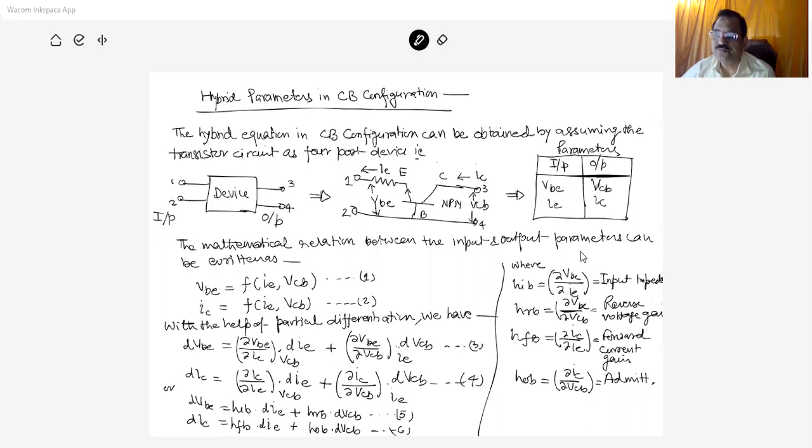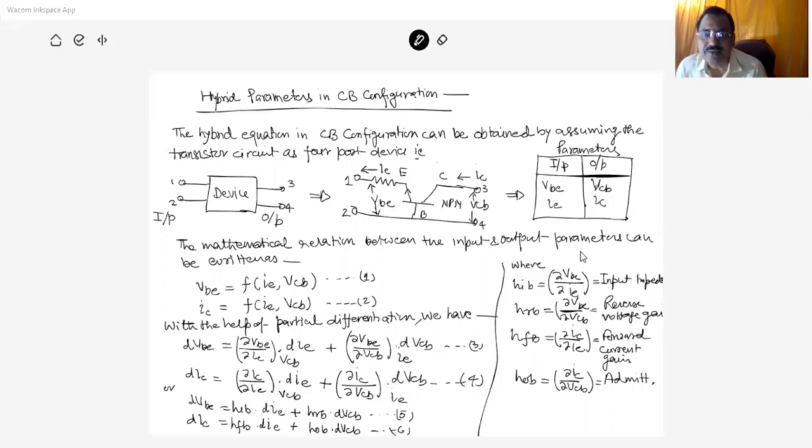Today I would like to discuss the hybrid parameter in common base configuration. The hybrid equation in common base configuration can be obtained by the assumptions of the transistor as it is a 4-port device.